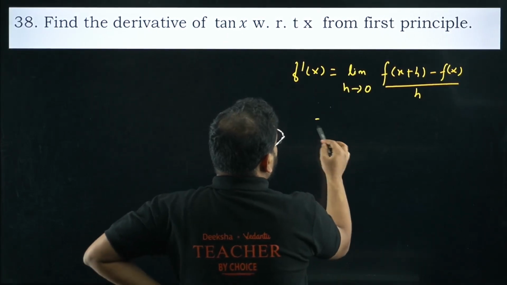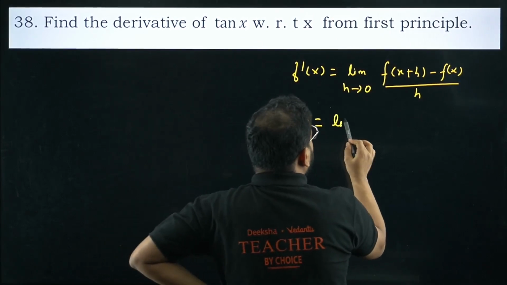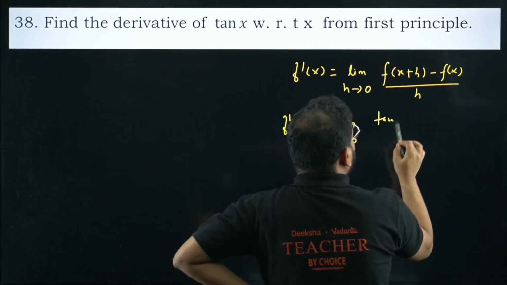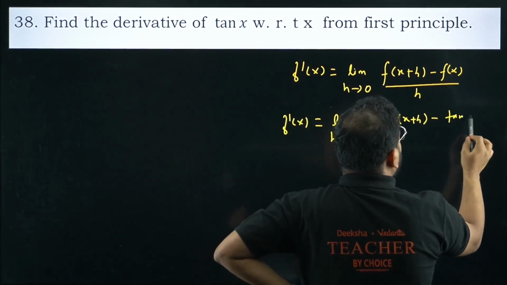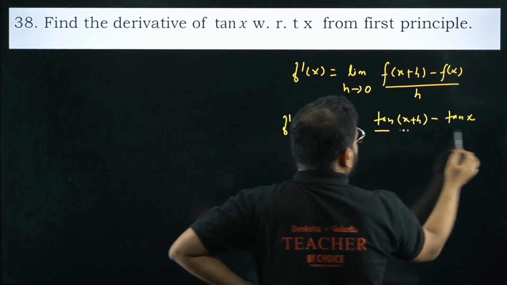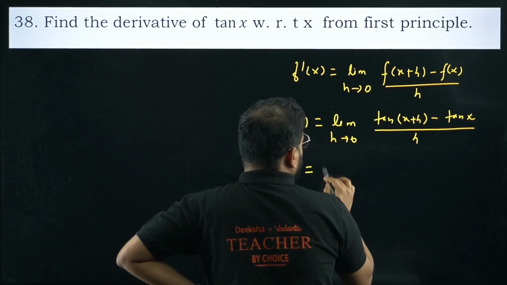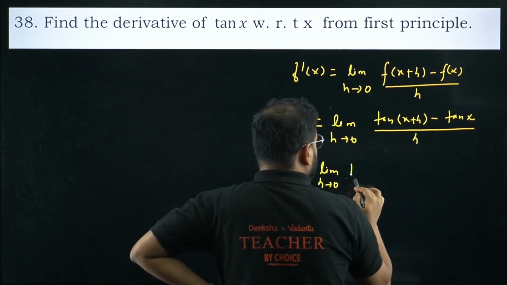Right? So replace the function f(x) with tan of x. So here, what are we going to get? f dash of x will be equal to limit h tends to 0 of tan of x plus h minus tan of x. Okay, and I can take this h outside, it's a constant, right? So I can take this h outside. Next step, I'll keep it over here. So limit h tends to 0, and I'm going to keep this 1 by h outside.